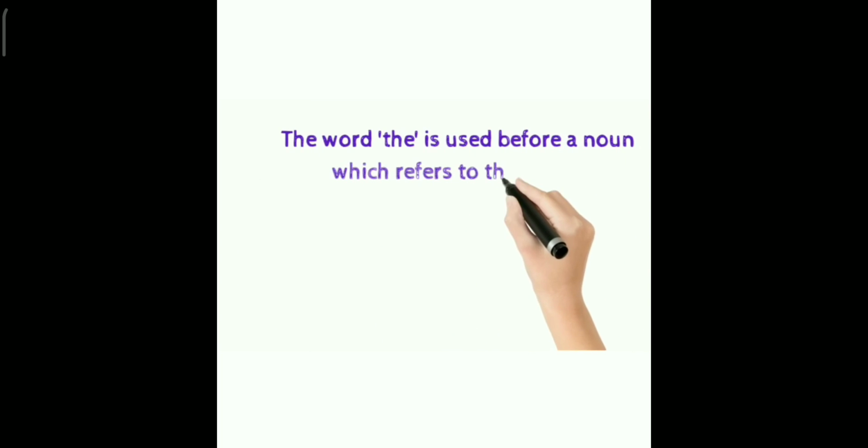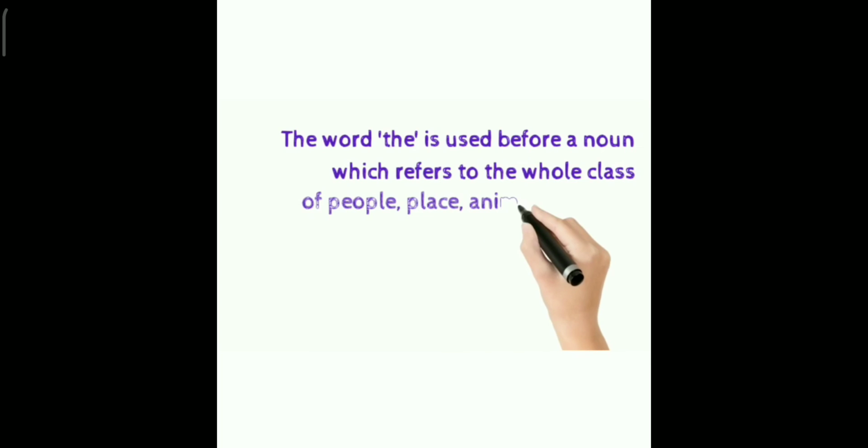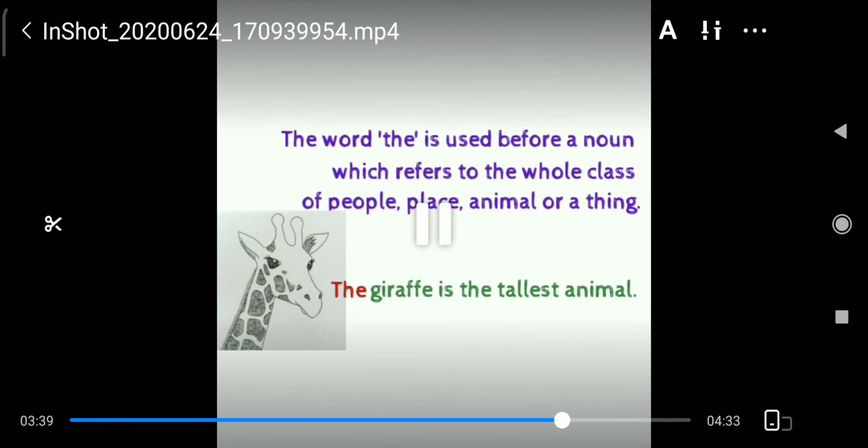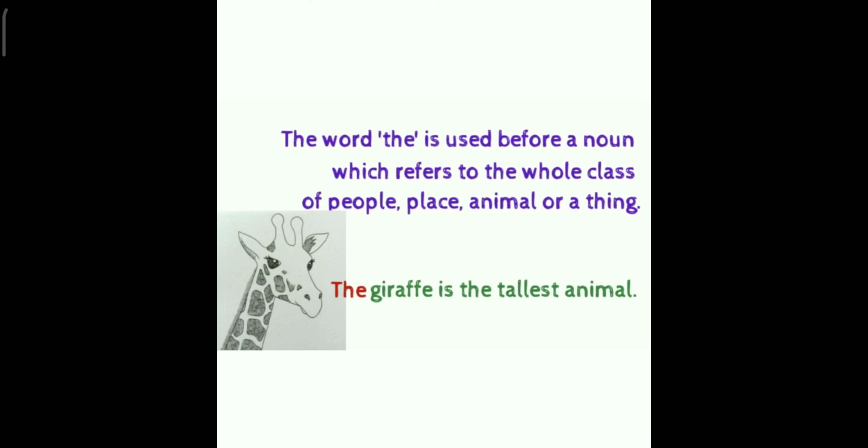The word the is used before a noun which refers to the whole class of people, place, animal, or a thing. When we talk about the giraffe in this sentence, we are talking about all the giraffes. We are not talking about this specific giraffe. The giraffe is the tallest animal. The giraffe here is talking about the whole class of giraffes, the whole category of giraffes. That is why we say the giraffe.